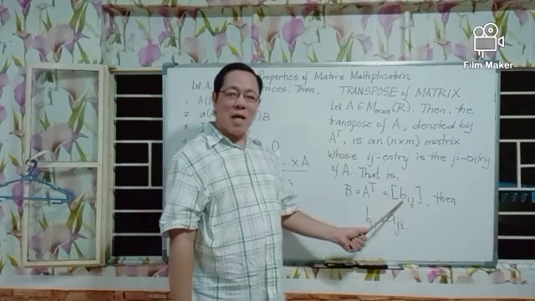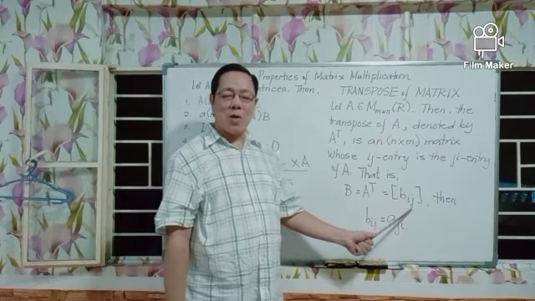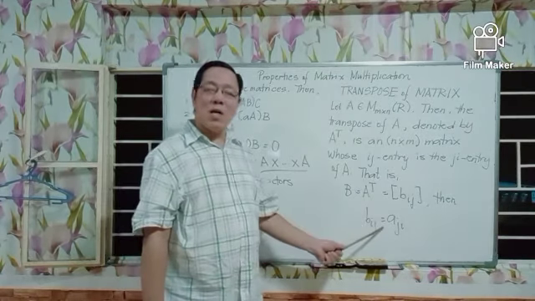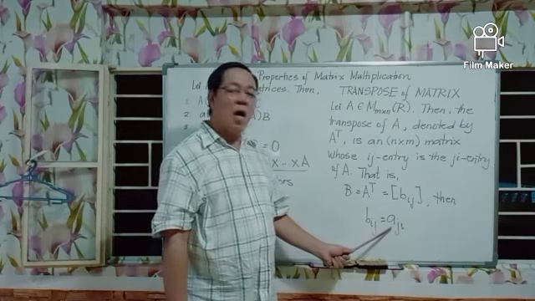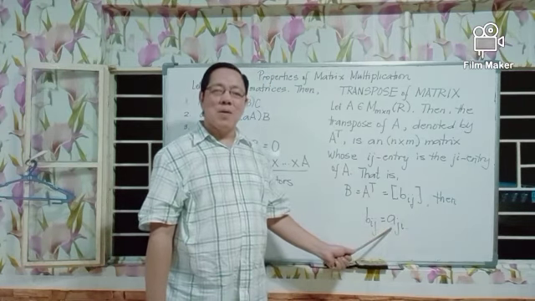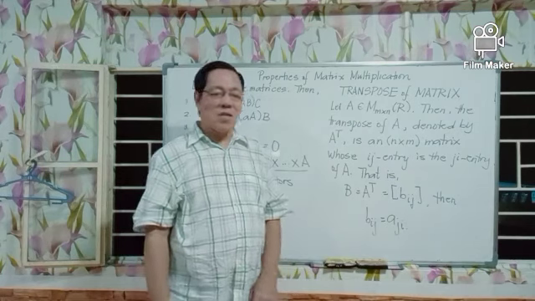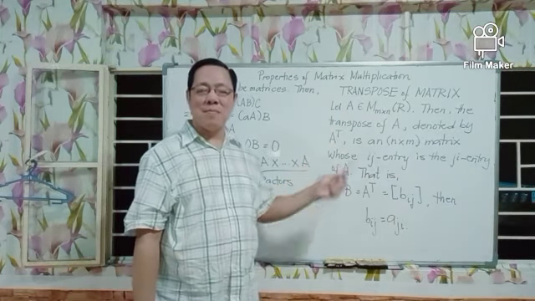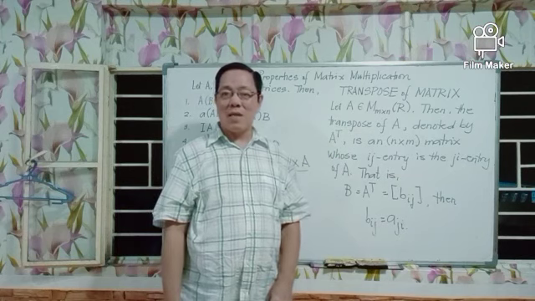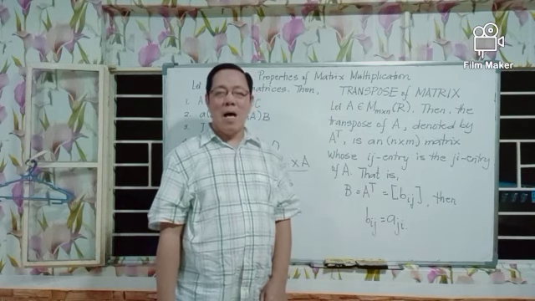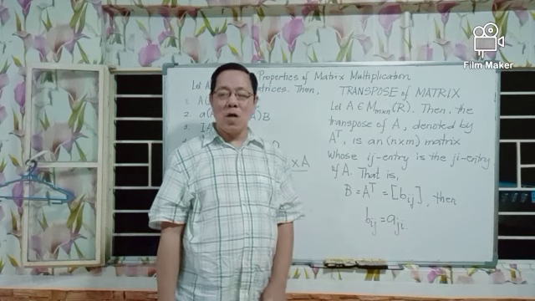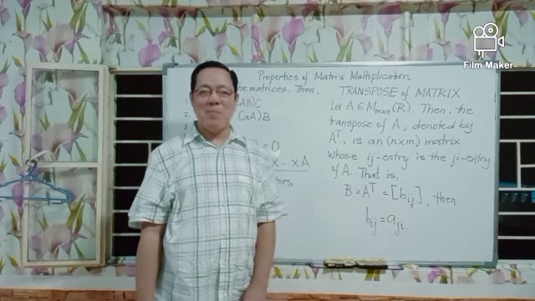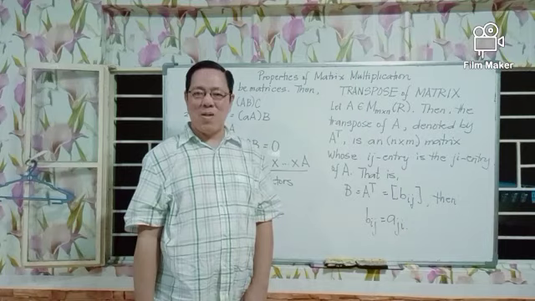And this ij entry, the entry in the ith row and jth column of A transpose, is equal to the entry in the jth row and ith column of matrix A. This means that to get the transpose of matrix A, you simply write each row as a column of the transpose. You write each row in order as columns of the transpose of the given matrix. We now take an example.